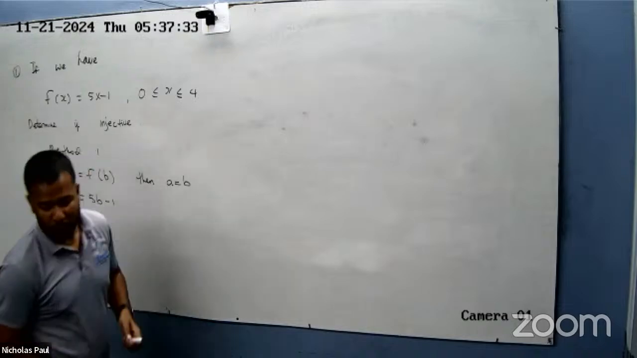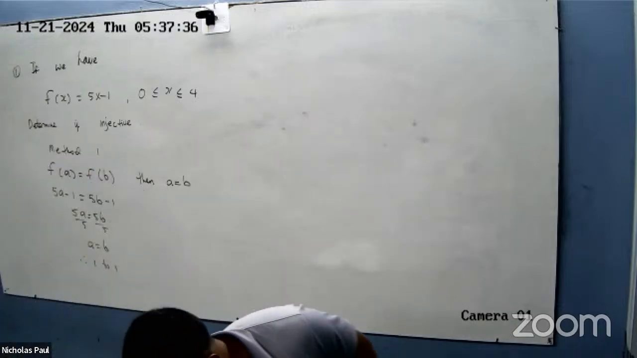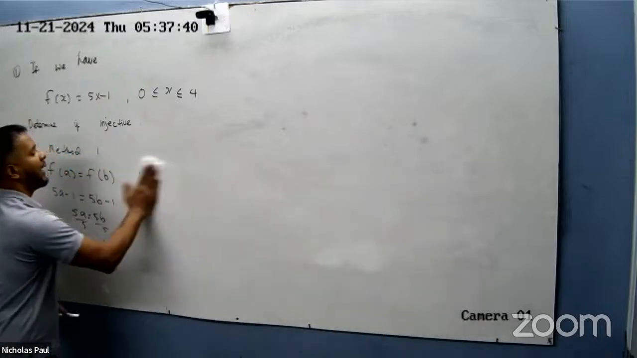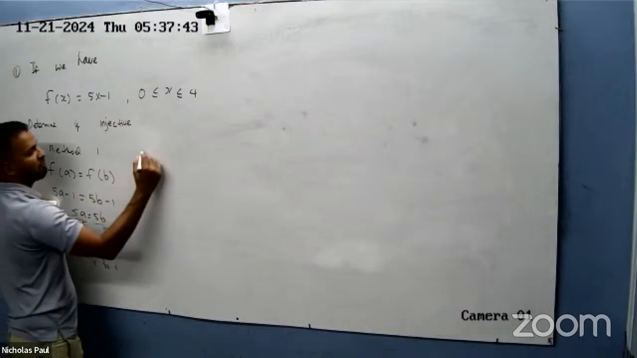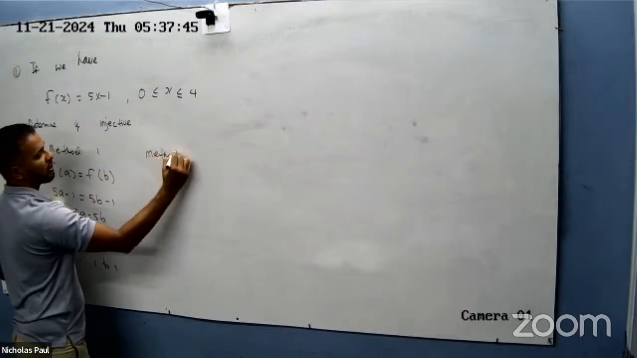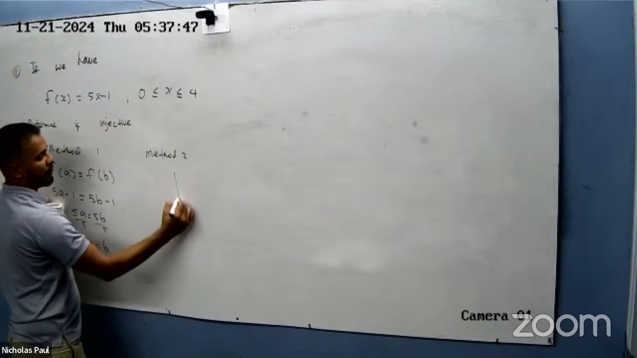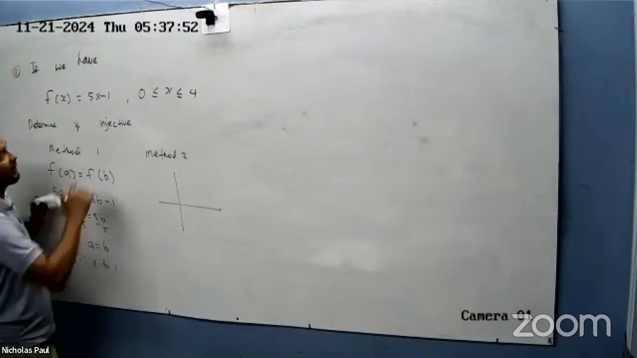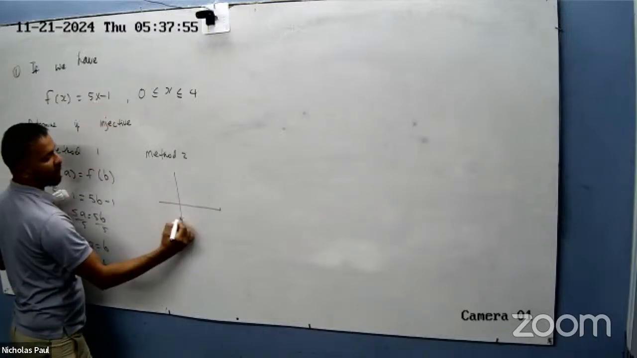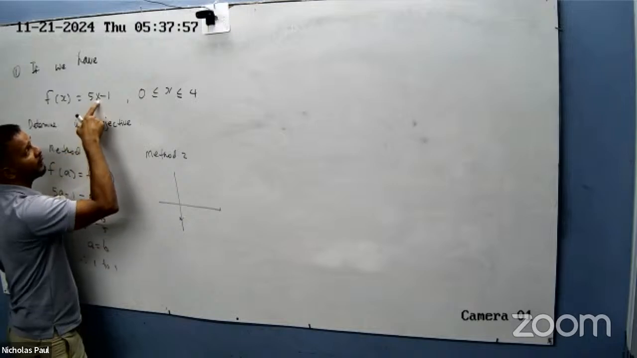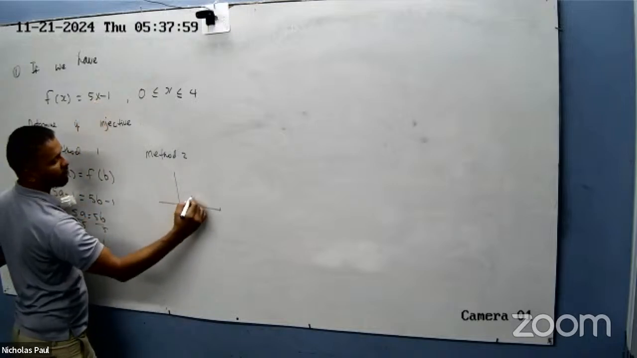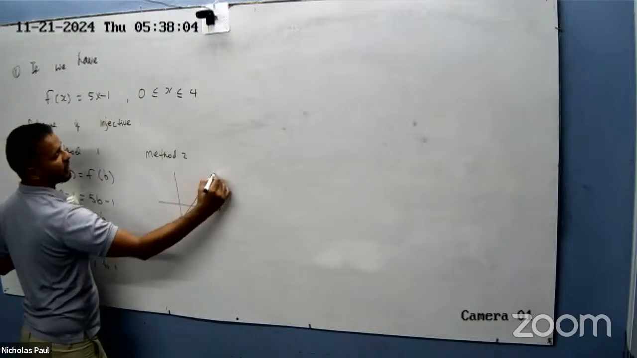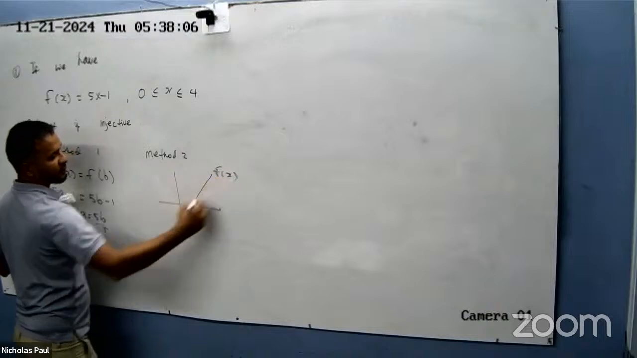Method two has to do with the graphical approach. We could do a quick little sketch from 0 to 4. What does it look like? When x is 0, y is minus 1. When x is 1, I get 4. So it might be going up like that. That is the function f of x.